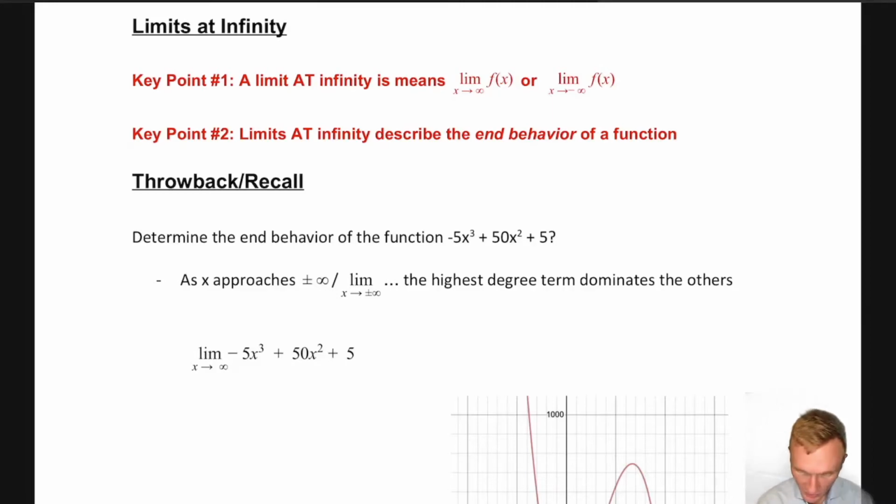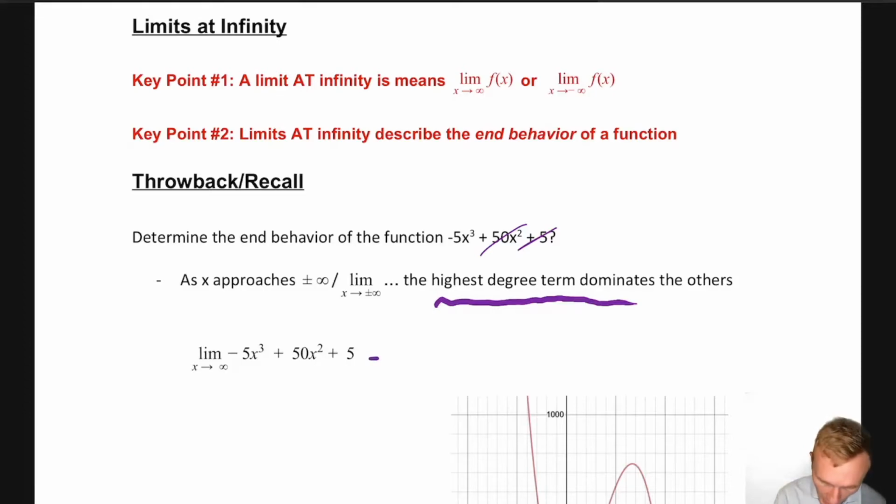The important piece of information here is that the highest degree term will dominate. If you're plugging in really big numbers to x, yes, the x squared term has a 50, but if x is big enough, the x cubed is going to be way bigger than 50 anyway. So what matters is what's happening to the highest degree term. So nothing that happens besides that x cubed is going to matter.